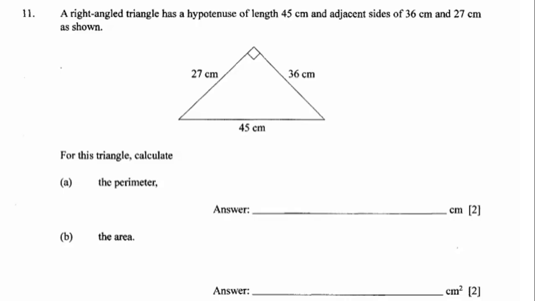Sharon, read this question for me, please. Everyone should be writing this down. A right angle triangle has a hypotenuse of length 45 cm and adjacent sides of 36 cm and 27 cm as shown. For this triangle, calculate the perimeter and the area. Thank you so much.